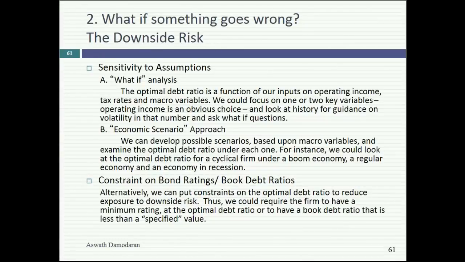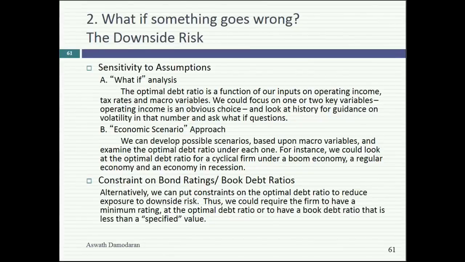The other way you can try to build in a buffer is when I told you that the optimal debt ratio was where your cost of capital was minimized. I never mentioned what rating you had at that optimal, right? What if your rating for Disney at 40% debt were double B or single B? You're saying, well, that's going to be a problem.